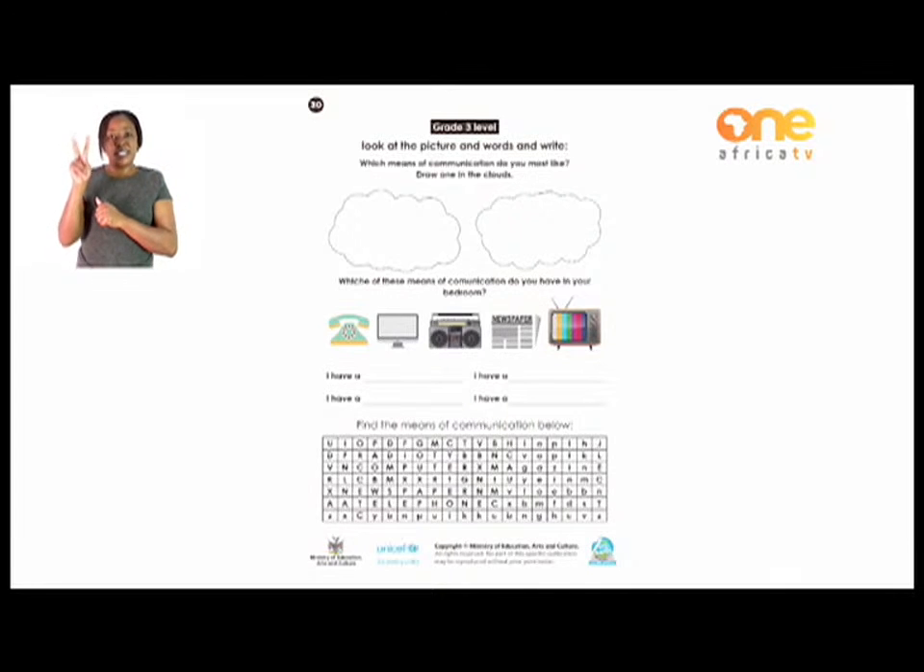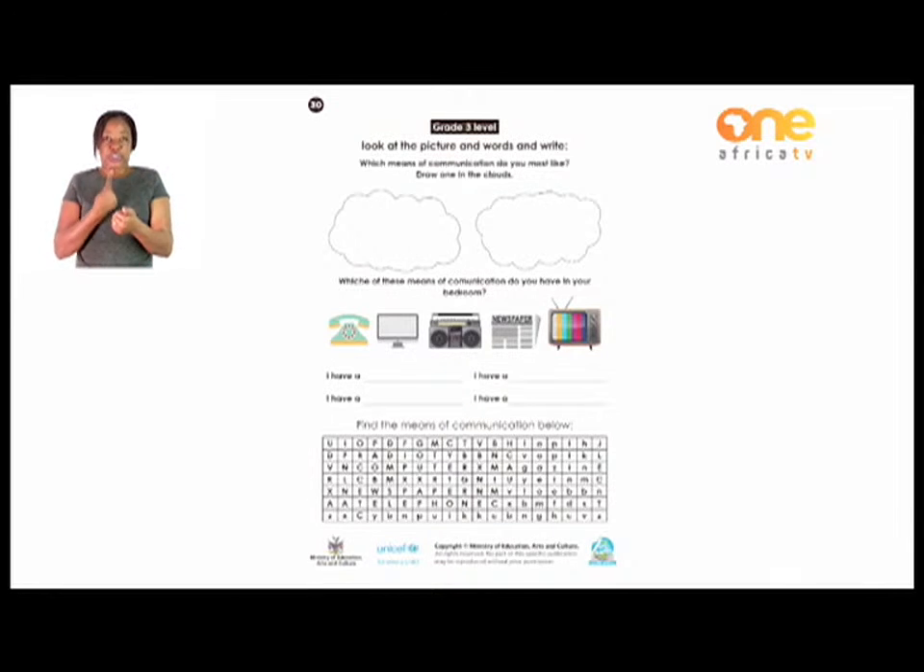Do you have a television in your bedroom? Do you have a radio, maybe a small radio? Do you have a newspaper in your bedroom? Maybe when your mother or your father bought a newspaper, when they are done reading, you always collect them and put them in your room so that you can also read.